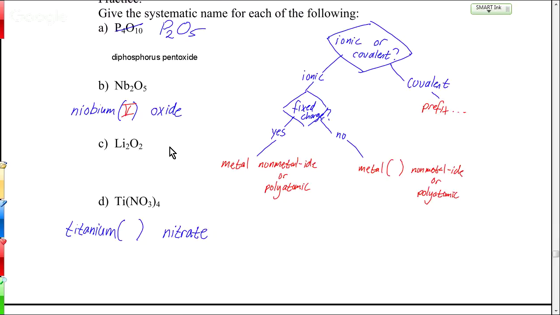So if nitrate is 1 minus, what must the charge on titanium be? 4, right? Because there's 4 1 minuses, so that must be 4 plus. All right. Let's jump back to C then.